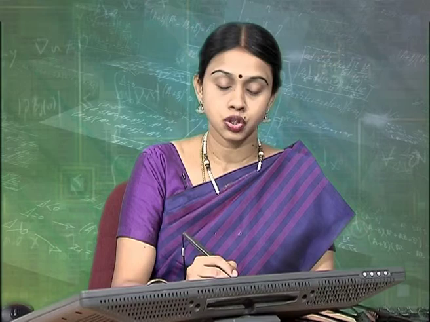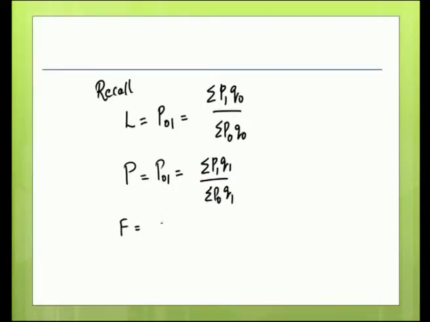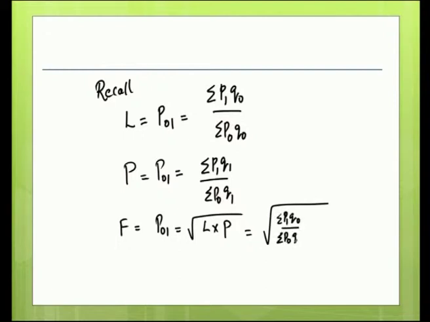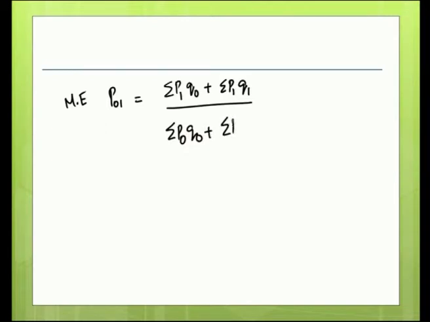In continuance with that, the third method is Fisher's ideal method, because among all the methods this method is ideal, therefore, it is called Fisher's ideal method. So, it is F, and P01 is equal to root of L into P, which is equal to root of summation P1 Q0 by summation P0 Q0 into summation P1 Q1 by summation P0 Q1. Next, Marshall-Edgeworth method, P01 is equal to summation P1 Q0 plus summation P1 Q1 by summation P0 Q0 plus summation P0 Q1 into 100.